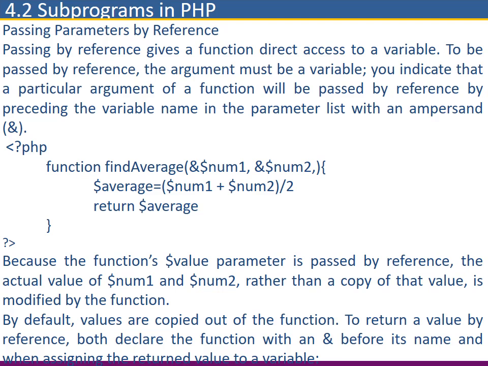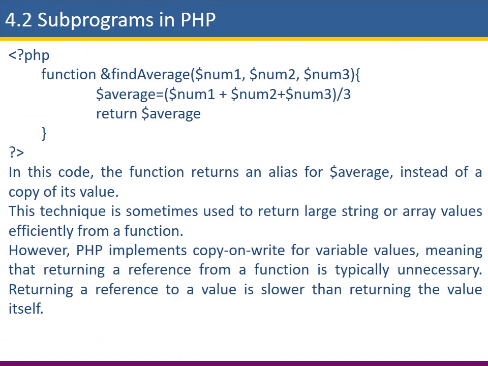We can see this in the example code that I just finished explaining under passing parameters by reference. And we have another example here. We have the PHP function, and the ampersand sign is placed before the function name, before findAverage, with the parameter values, calculating the average and returning the average.